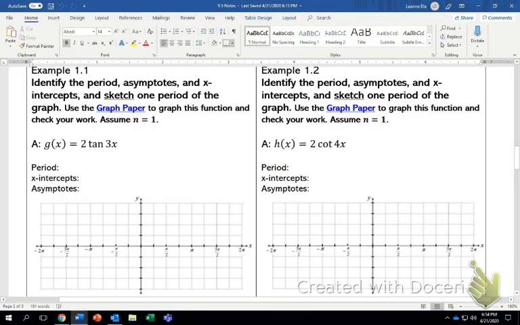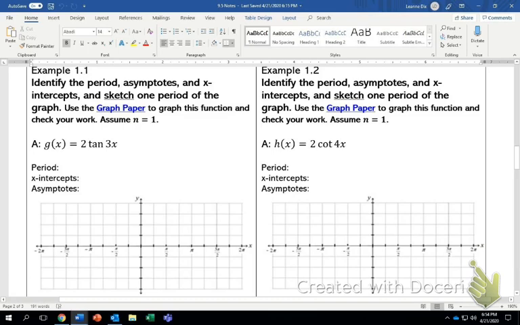Alright, so example 1.1 says identify the period, asymptotes, and x-intercepts, and then sketch one period of the graph. Use the graph paper, so you can click on this link. It's a new graph on the Desmos application, so you can change it and manipulate it and double check that your work is correct. I will say that it will not give you one period, it'll give you the whole graph. So it's going to be slightly different than what we're going to put on our paper, but it is the same thing.